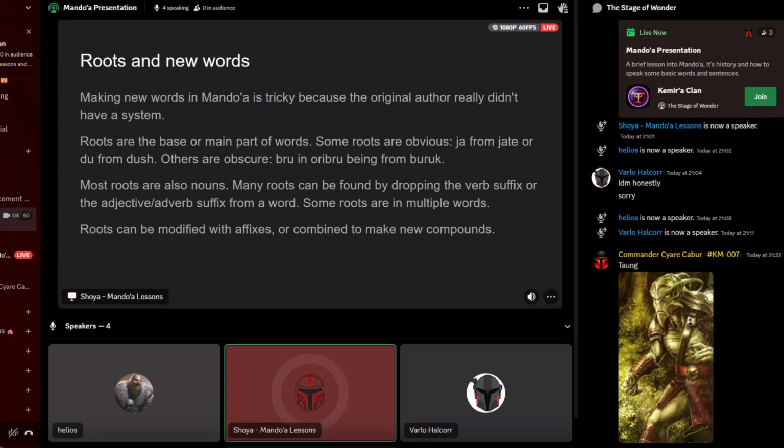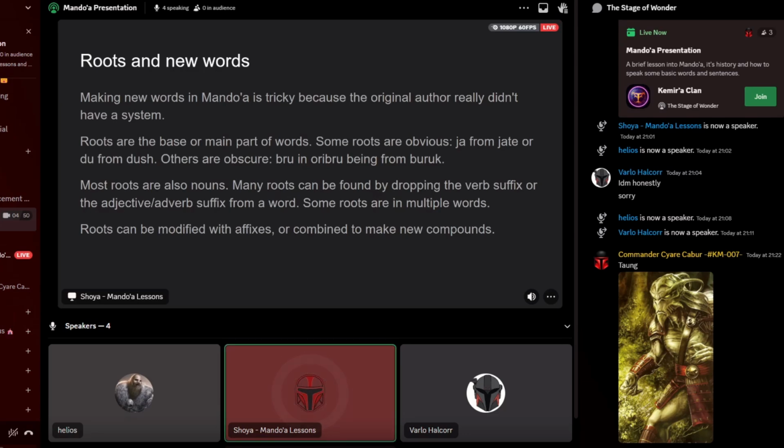Many roots can be found by dropping the verb suffix or the adverb suffix from a word, and the adjective and adverb suffix is the same. In Mando'a, there's no difference in form. Like in English, we have good, like he is good, as in a good person, and he is doing well, like he's doing something well. You don't say he's doing something good. In Mando'a, it's the same. There are technically two different forms, but they don't change the meaning. It's just for pronunciation, which I'll get to.